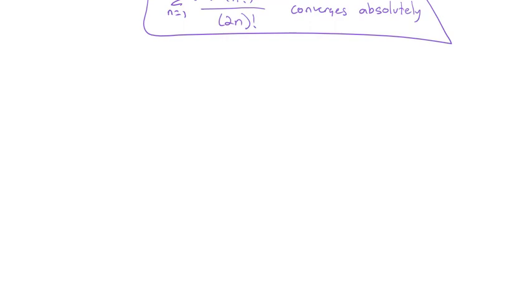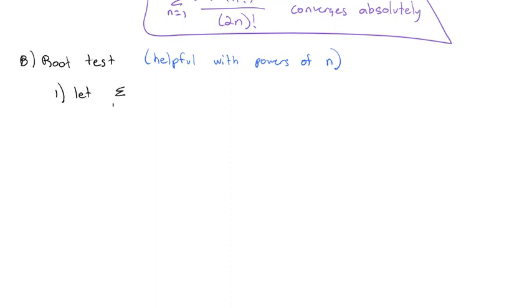A second test that's useful as we wrap up the chapter, though, is what's called the root test. And the root test is really helpful with powers of n. The reason it's helpful with powers of n is because it ultimately is going to take the nth root and get rid of that power of n. So let's let the sum as n goes from 1 to infinity of a sub n be what we're looking for, trying to decide does it converge or diverge.